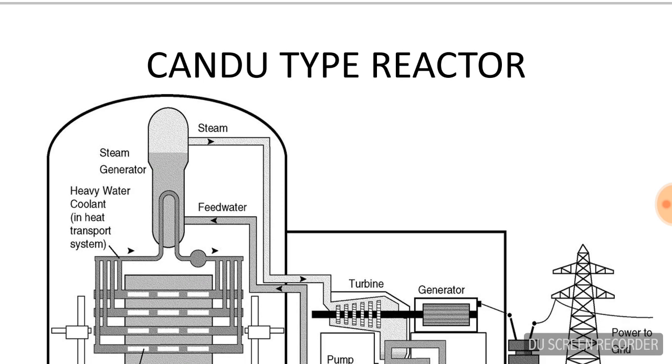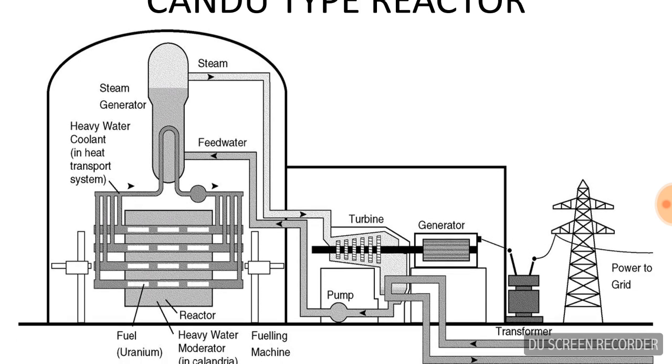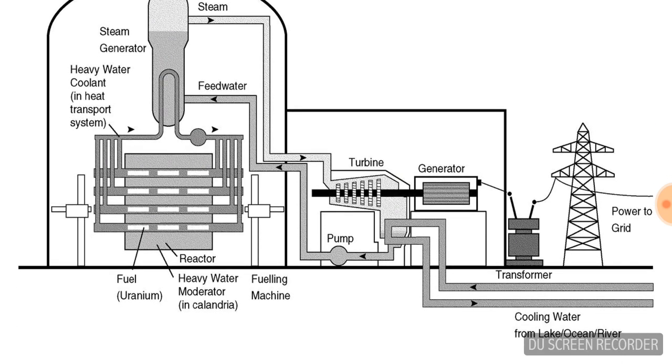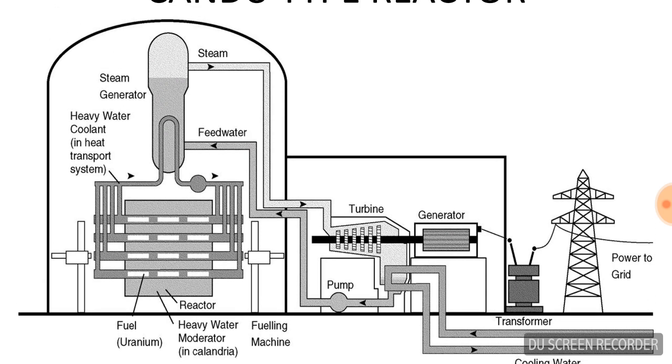So this is the CANDU type of reactor. Let us understand what the CANDU type of reactor is all about. CANDU stands for Canadian Deuterium Uranium. These reactors were first developed by Canada, and therefore the name CANDU type of reactor. These reactors make use of heavy water, composed of the heavy hydrogen isotope, that is 1H2. Heavy hydrogen exists in nature in the ratio of 1 to 6700, so it is a very costly affair. And one major advantage of the CANDU type of reactor is that there are no control rods. I have explained all these points in the next slide.